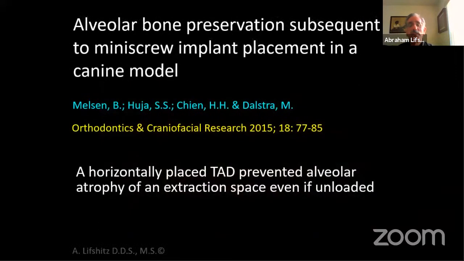So what does the literature say? Wirtén, Melsen, Fuja, Chen, and Dahlstrom placed a horizontal TAD that prevented the alveolar atrophy of an extraction space, even if unloaded.